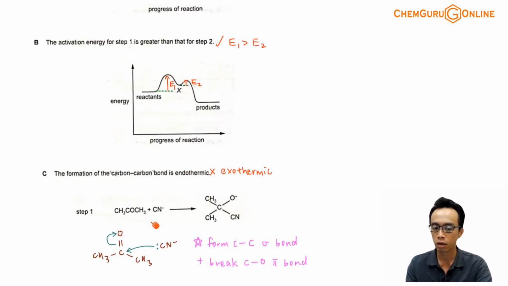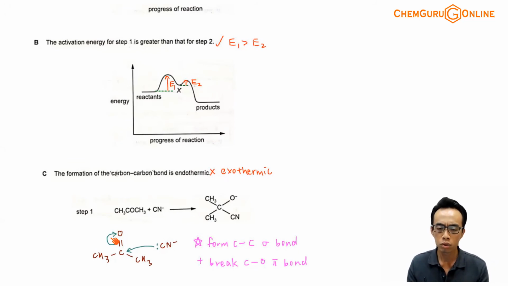Now, if I look at this step 1 mechanism in detail, this process is not just a clear-cut formation of a carbon-carbon bond. Actually, there are two things coming in. The first thing that happens is I'm forming a carbon-carbon bond, and I'm also breaking a carbon-oxygen bond. Hopefully we can see that I'm forming a carbon-carbon sigma bond and breaking a carbon-oxygen pi bond. So it is not just a clear-cut bond formation. It is breaking a bond and forming a bond.